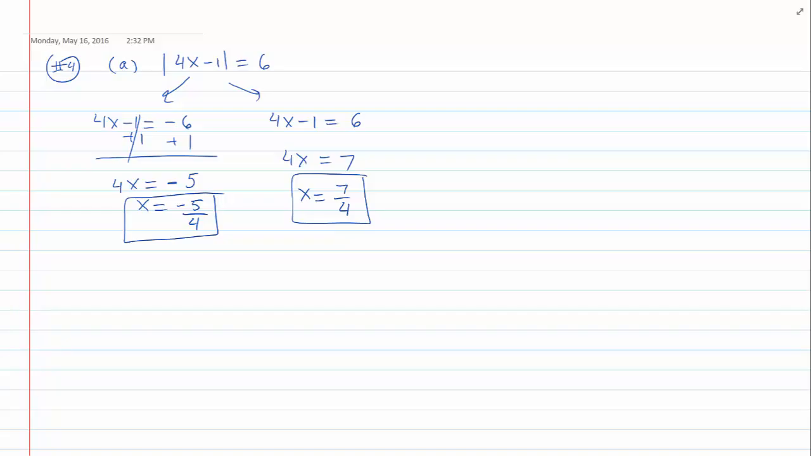Now B, the absolute value of 2x plus 5 equals to negative 2. Excellent. All right. Good. Why not? An absolute value cannot give negative. Absolute value by the definition is the distance away from 0. Absolute value cannot be negative, and therefore there's no solution here. Absolutely correct. All right, good.